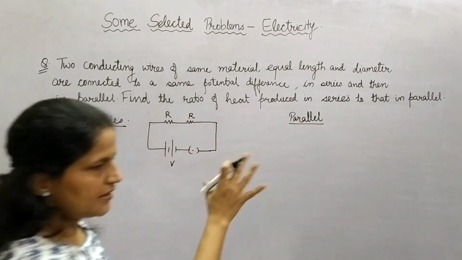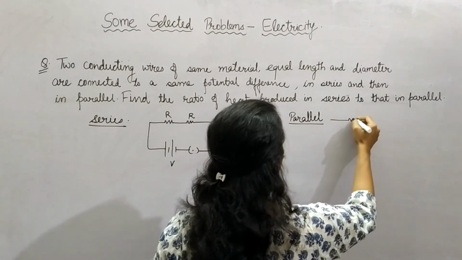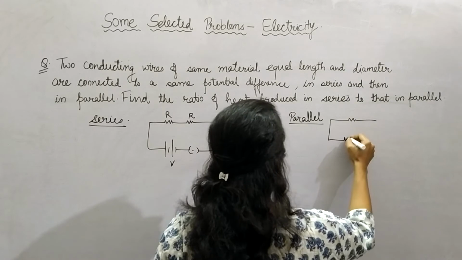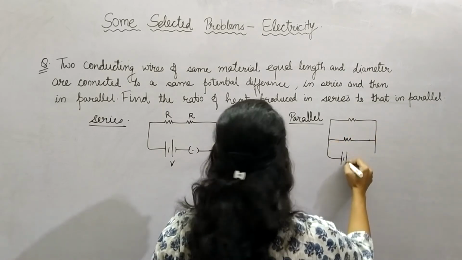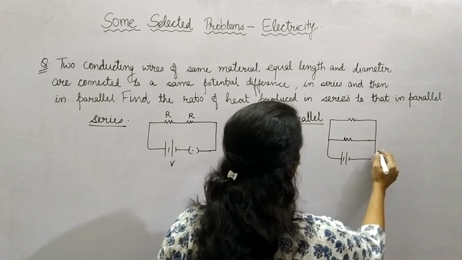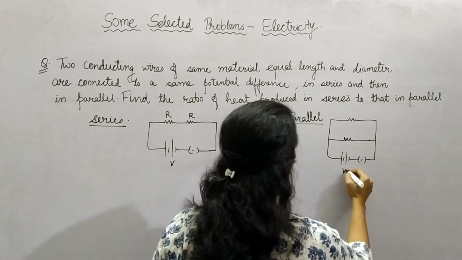Let us draw the parallel combination also. The parallel combination means that both the resistors of same value, they are connected in parallel with the same amount of potential difference that we have used here. यहाँ पे अगर V volt यूज किया है तो पैरेलल में भी V volt ही यूज करना है. This is what the question demands.